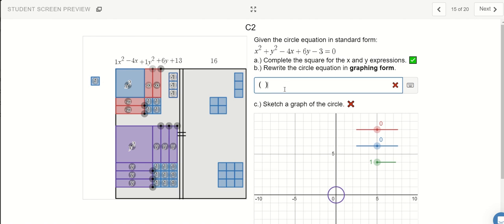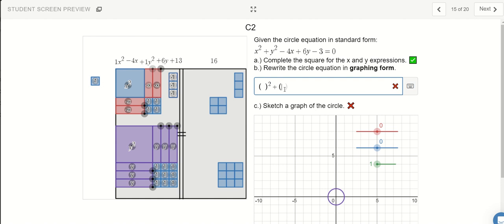So we have the 2 squares, the x square and the square using y's equals 16. All right, we know that 16 is 4 squared. I'll go ahead and do that now. Okay, x minus 2 by x minus 2, so this is x minus 2 squared. And this is y plus 3 by y plus 3, so y plus 3 squared.